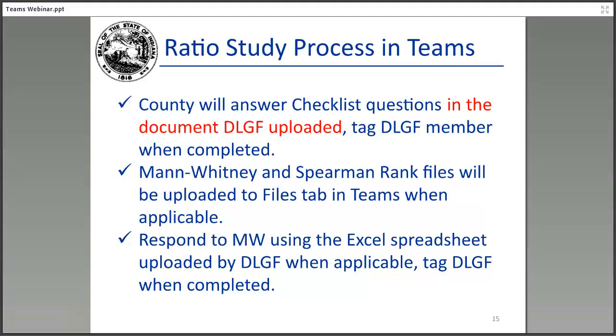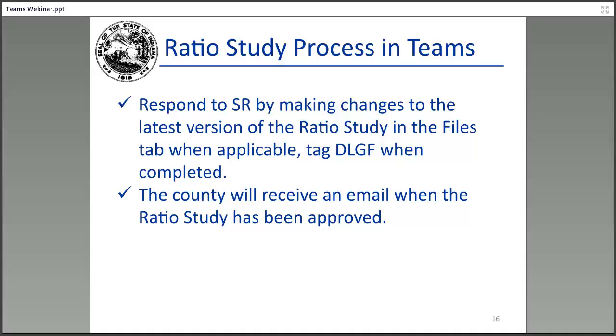When there are any Mann-Whitney or Spearman rank files, those will be uploaded to the Files tab. For the Mann-Whitney, if you have to explain any of the neighborhoods, then you'll just give those explanations right within the Files tab, and then tag the appropriate DLGF member, which likely would be me. For Spearman rank, if you need to make any changes to any grouping in your ratio study, then make that right within the ratio study file that you have uploaded, and then tag DLGF when that is complete as well.